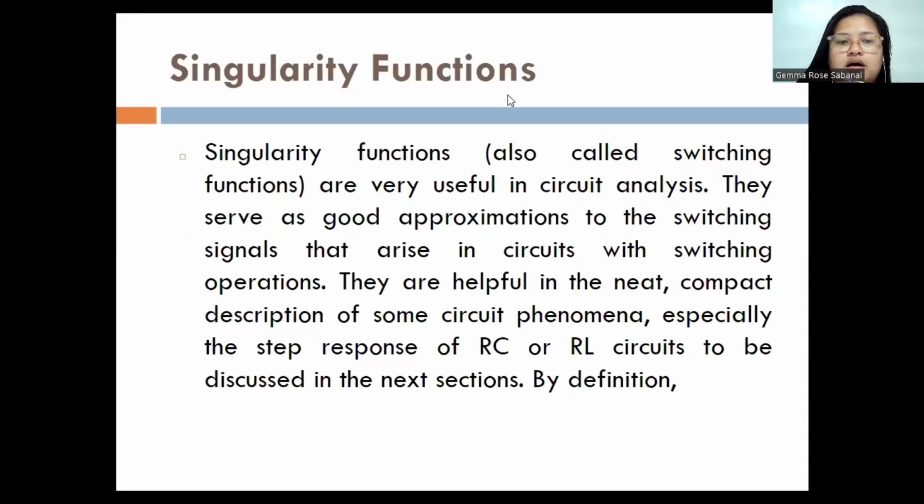So now we will talk about singularity functions. Singularity functions, also called switching functions, are very useful in circuit analysis. They serve as good approximations to the switching signals that arise in circuits with switching operations. They are helpful in the neat, compact description of some circuit phenomena, especially the step response of RC or RL circuits, to be discussed in the next section.